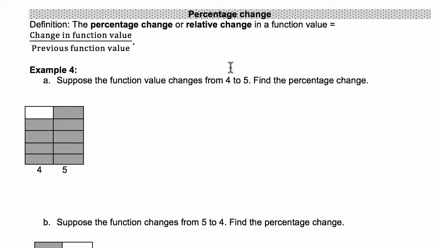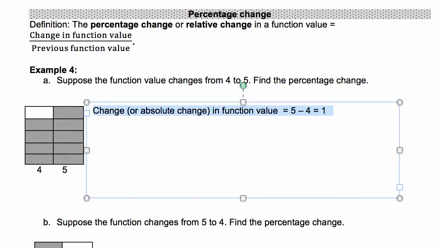Example 4. Suppose the function value changes from 4 to 5. Find the percentage change. First, we will need to find the change in the function value, which is also called the absolute change in the function value. Since our function value is increasing from 4 to 5, the change, or absolute change, in function value is equal to 5 minus 4, or 1.